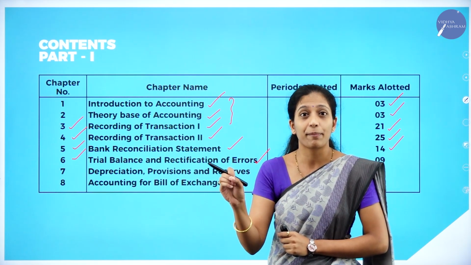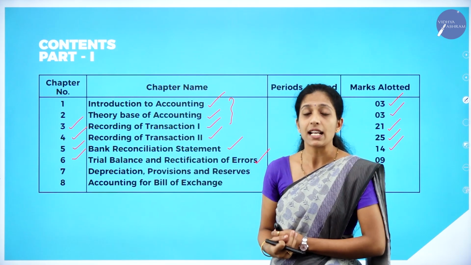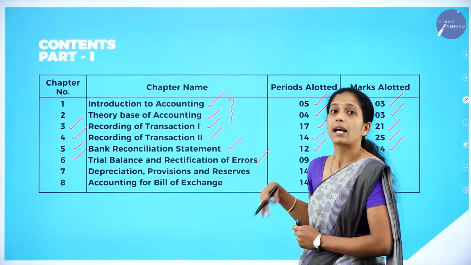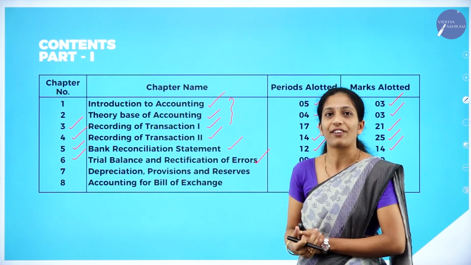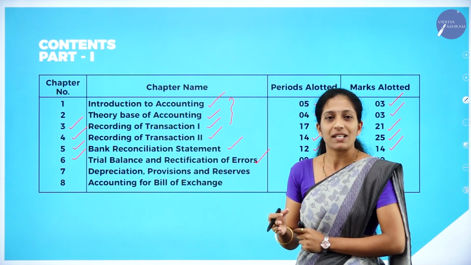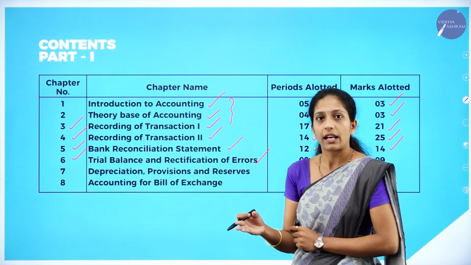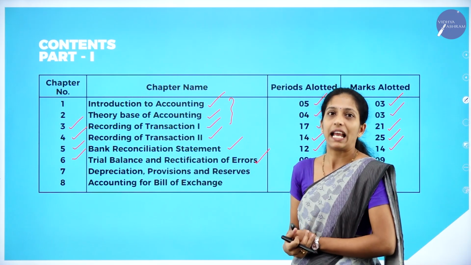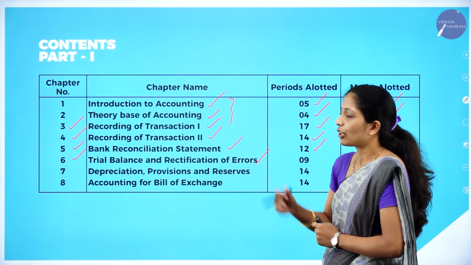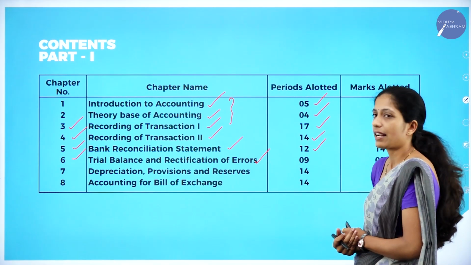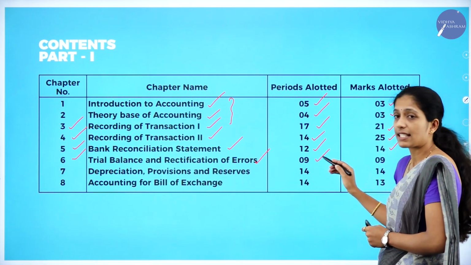We are not scribbling out or cutting the wrong statement which we have made. We have to record a reverse entry in order to rectify those errors. So whatever mistakes we have made while recording in the books of account have to be rectified. For that, a separate journal entry has to be recorded. That we are going to learn under chapter 6, trial balance and rectification of errors. And the periods allotted here is 9 hours.